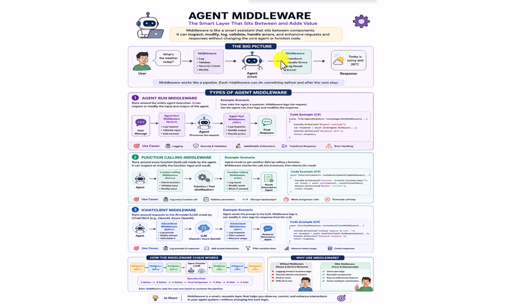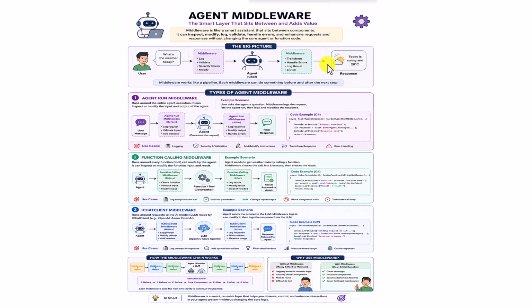But before the answer goes back to the user, it passes through the middleware again. The second middleware can transform the response, handle errors, log the result, and enrich the answer. Finally, the user receives the response. Today is sunny and 20 degrees Celsius. So the workflow is very simple. User, middleware, agent, middleware, response.